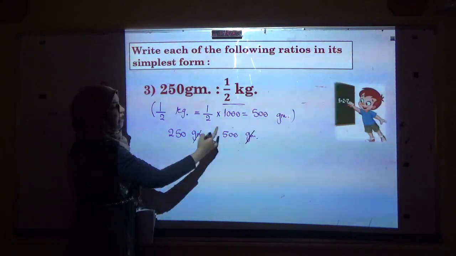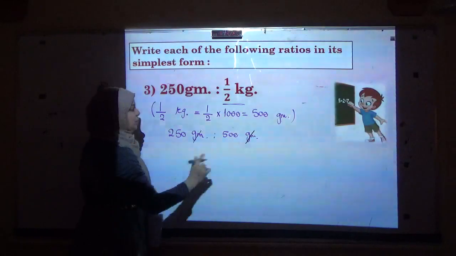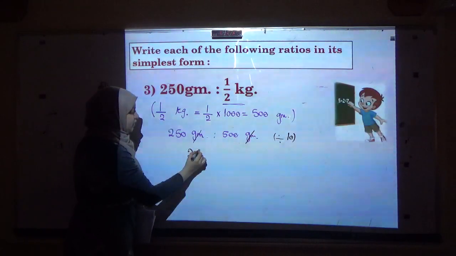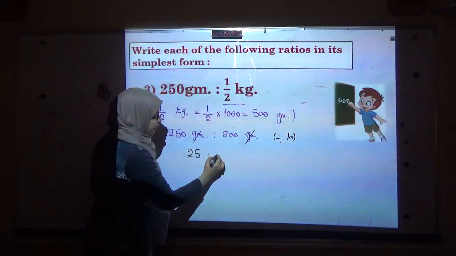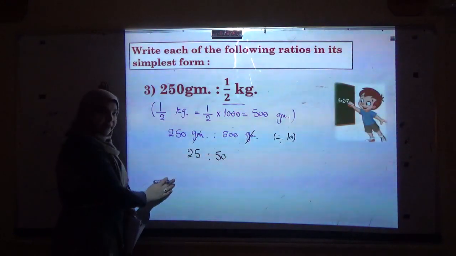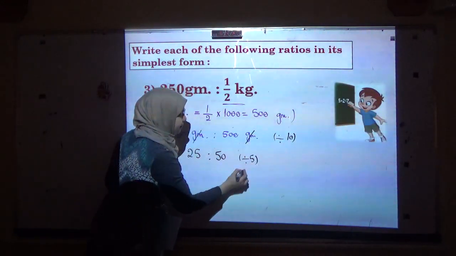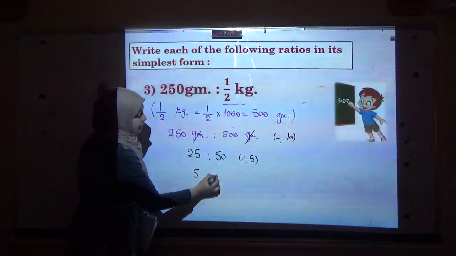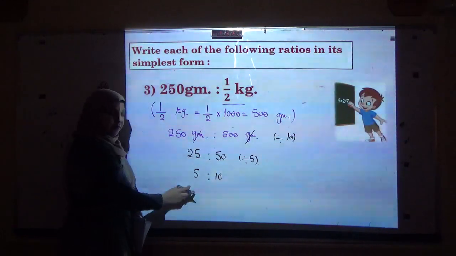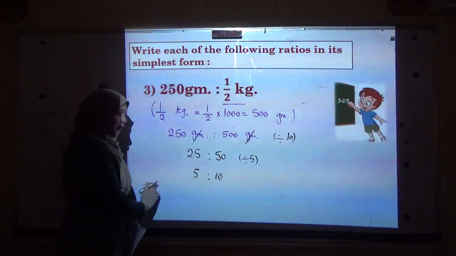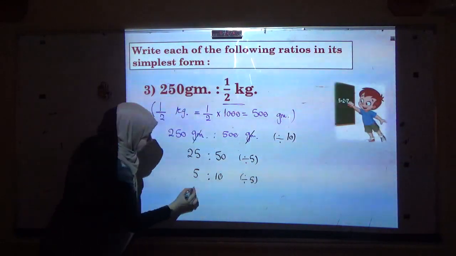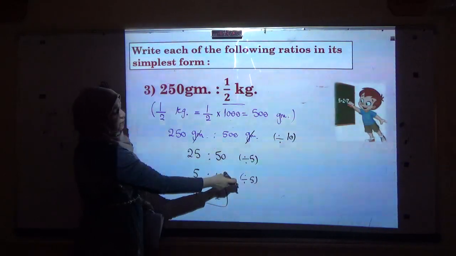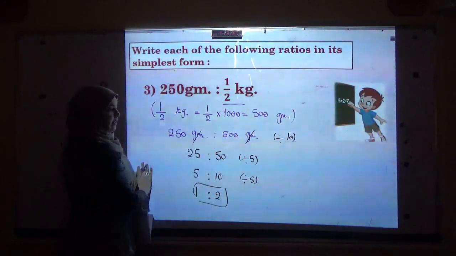So 250 to 500, we have a common factor between them, which is 10. 250 divided by 10 equals 25, and 500 divided by 10 equals 50. We have another common factor between them, which is 5. Divide them by 5. 25 divided by 5 equals 5, and 50 divided by 5 equals 10. Also, we have another common factor between 5 and 10, so divide them by 5 again. 5 divided by 5 equals 1, and 10 divided by 5 equals 2. Or we can divide here by 25 to make it one step.